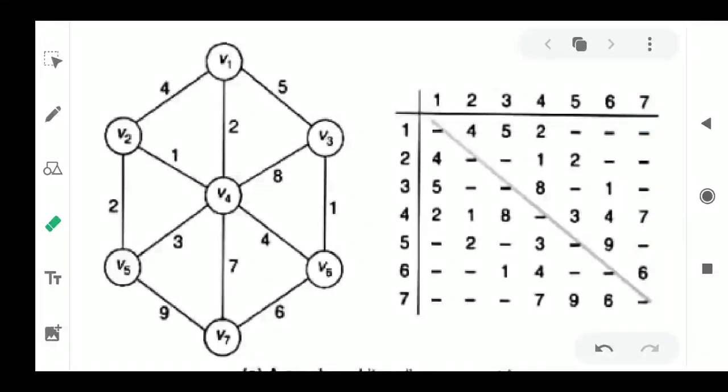My dear students, welcome back to the lectures of data structures. In this video lecture, we are going to discuss Prim's algorithm.